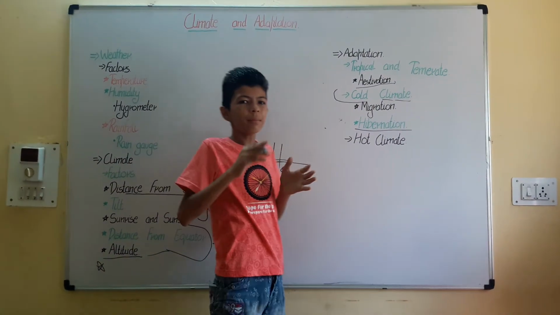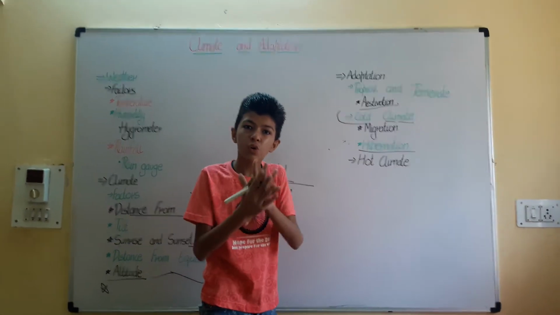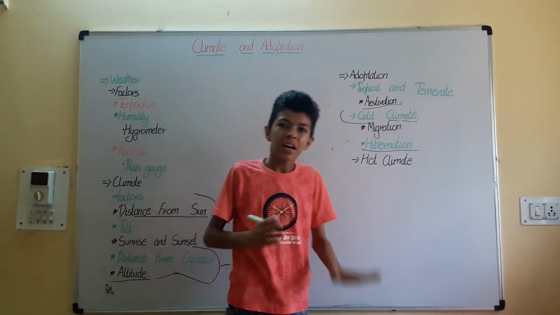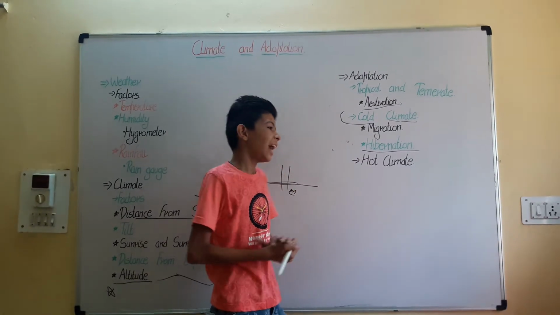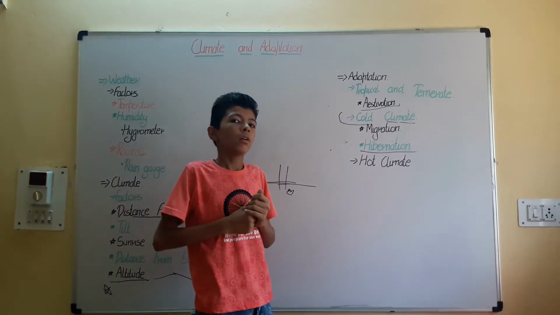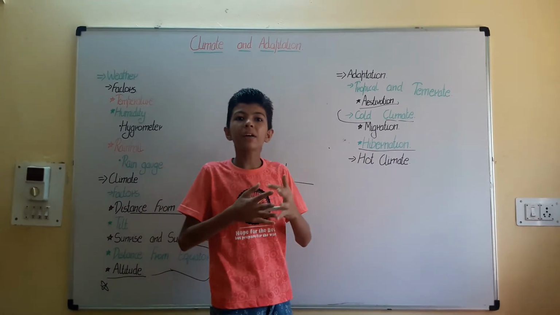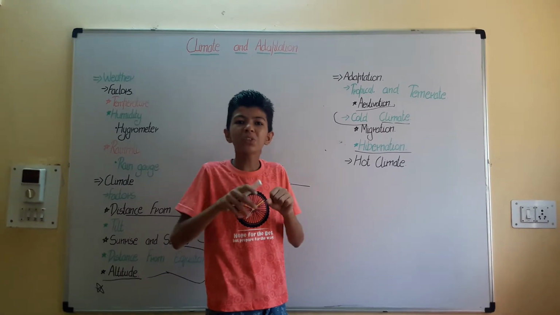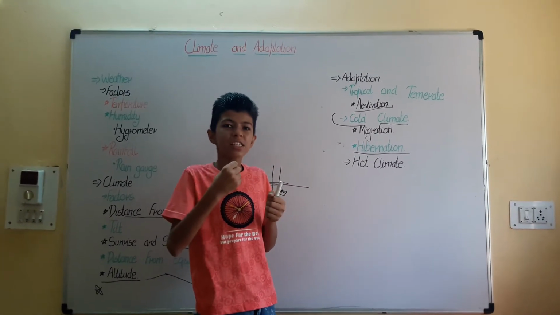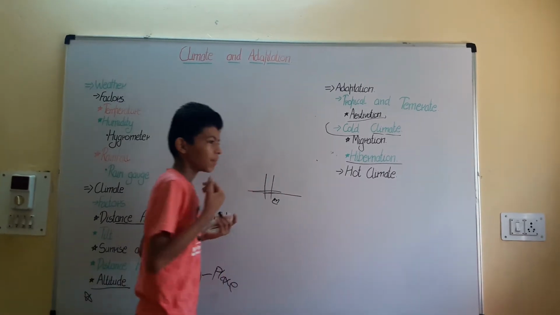So the animals living there have large pad-like feet which do not sink in the snow easily, and they are very good swimmers, just like the polar bears, which are very good swimmers. They eat fish. They swim and catch the fish to eat.